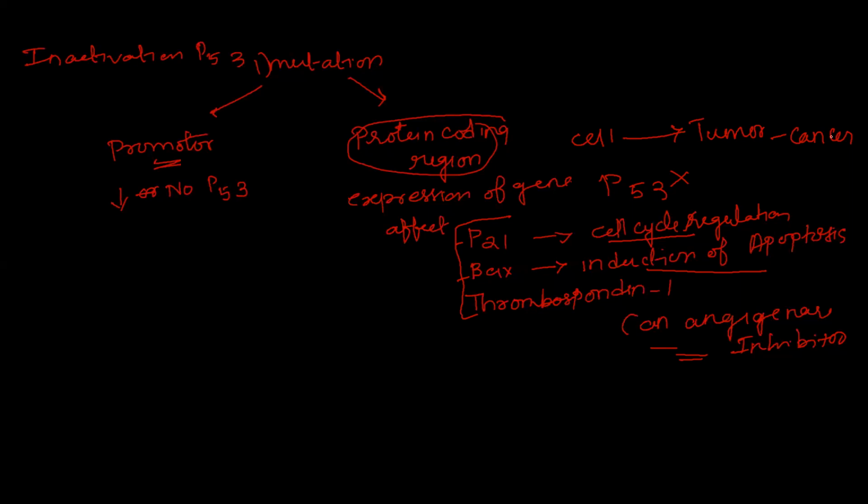Now, the other way by which you can inactivate P53 is viral inactivation. P53 is inactivated by several viruses. Most commonly mentioned is SV40. What is SV40? It is the simian virus 40, okay.